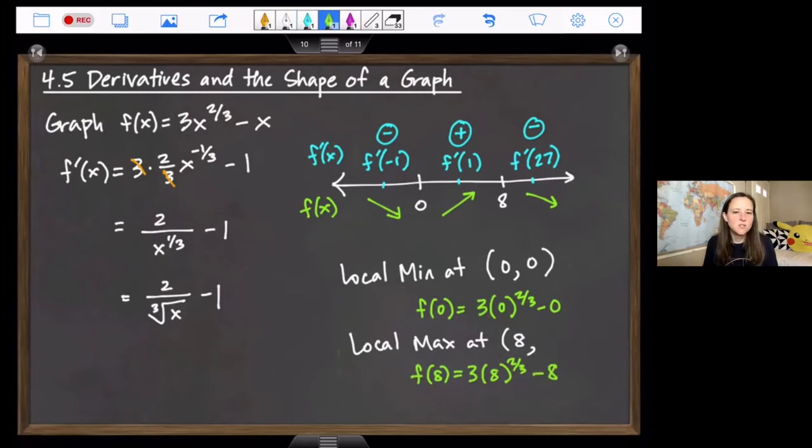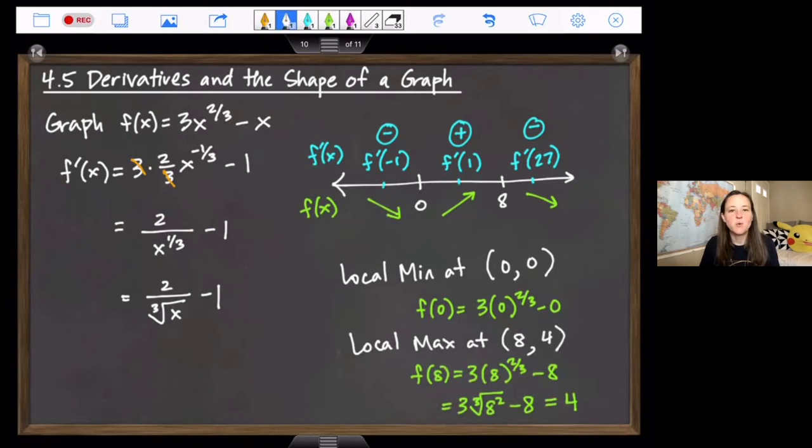8 to the 2/3, you could do that on a calculator, or let's just remember that that's the cube root of 8 squared. So this is 3 times the cube root of 8 squared. All right, so 8 squared is 64. Cube root of 64 is 4. So we've got 3 times 4, that's 12, minus 8 is equal to 4. So we've got a local maximum at 8, 4.